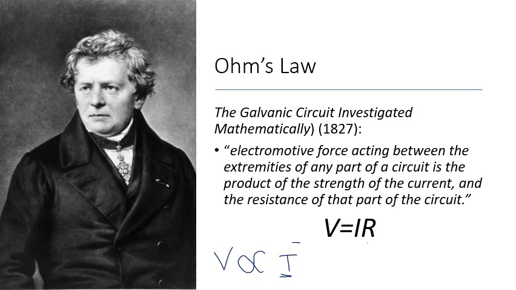And in maths, you know that if you want to get rid of the proportional sign, you put in a constant of proportionality. And the constant of proportionality in this case is resistance. Doesn't matter whether I write IR or RI. Multiplication is commutative. It's the same either way around. 3 times 2 is exactly the same as 2 times 3. But it's normally written as V equals IR.